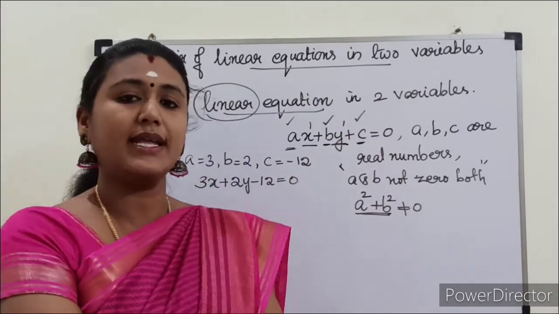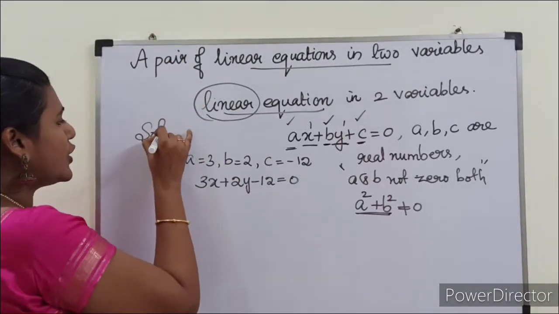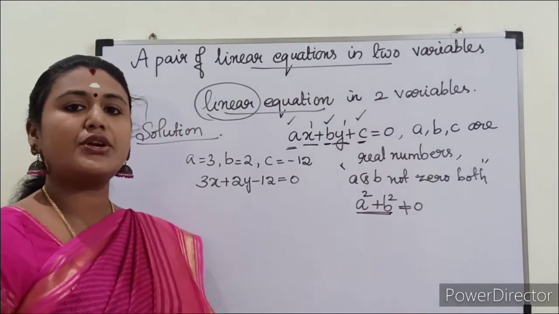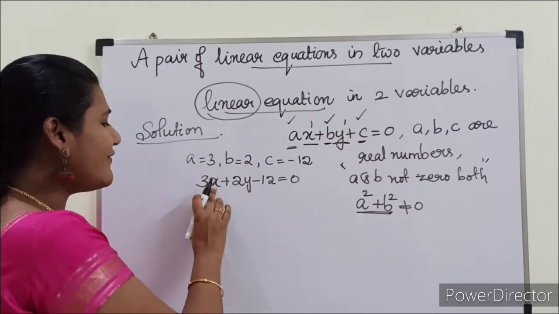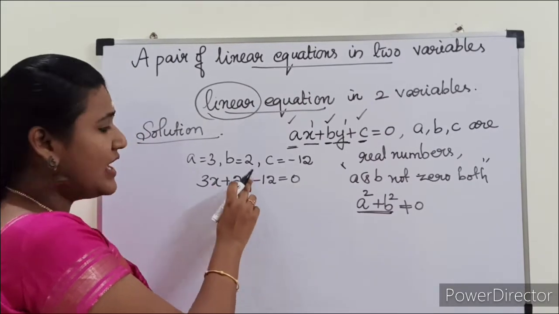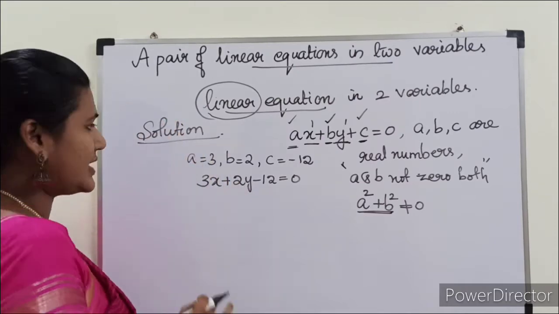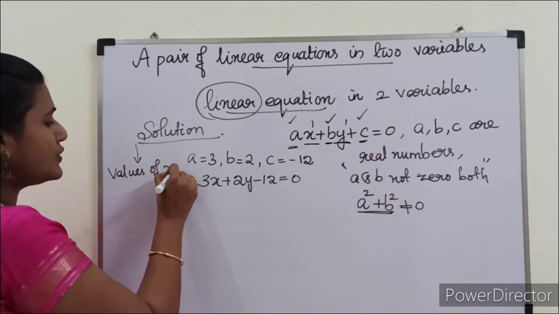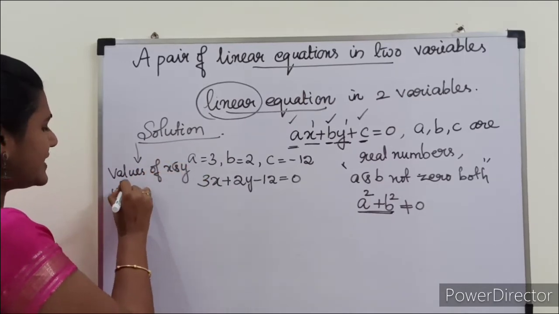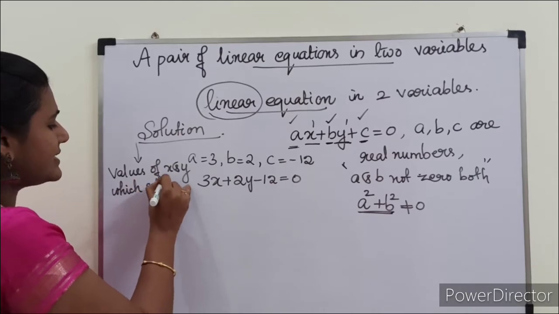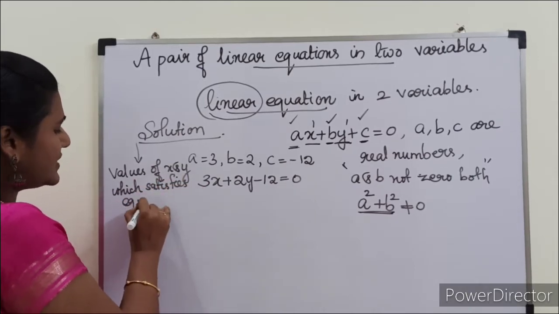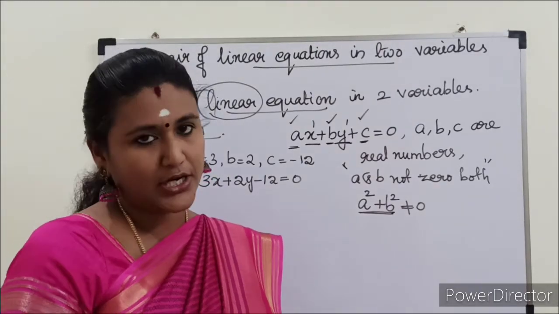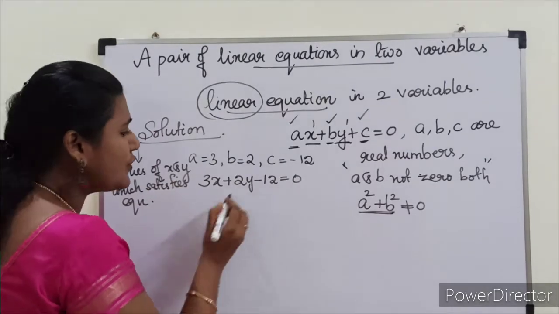What do you mean by the solution of a linear equation? The solution of a linear equation is the values of x and y which satisfy the given equation. So, solution is nothing but values of x and y which satisfy the equation. These values of x and y together we call the solution of the linear equation. Now, we will see how to find the solution.